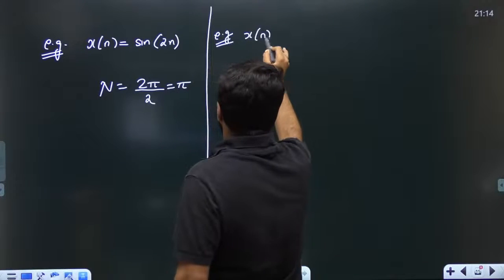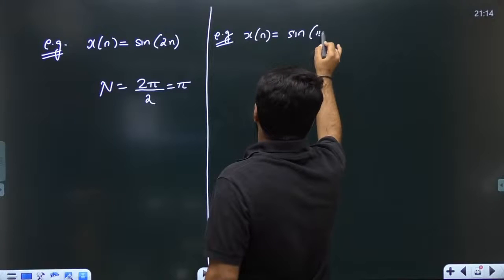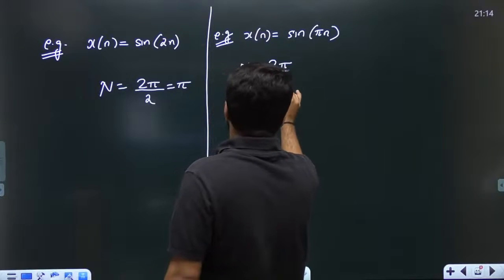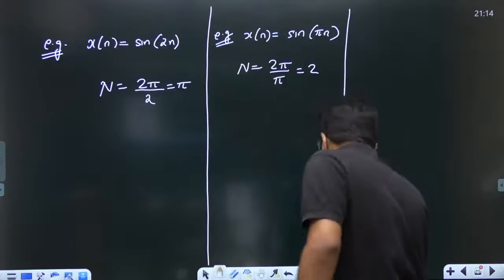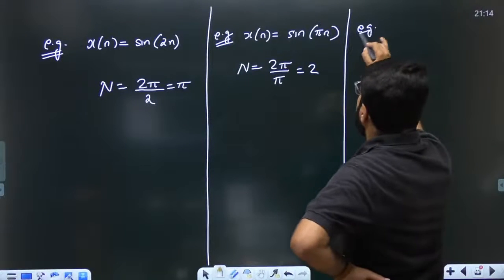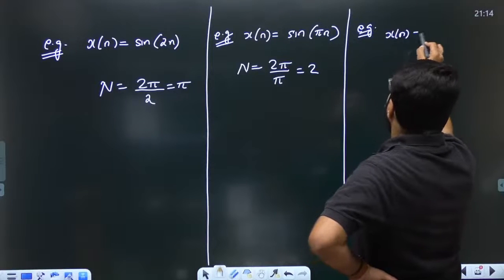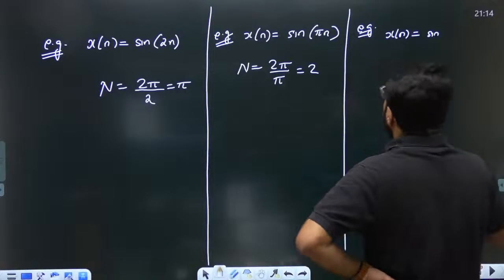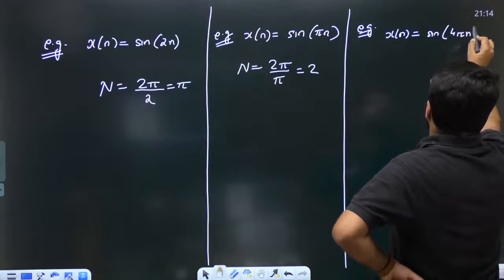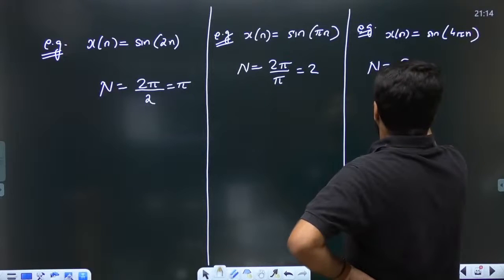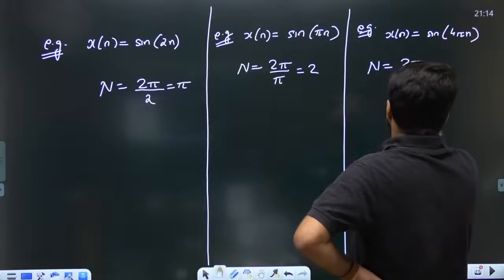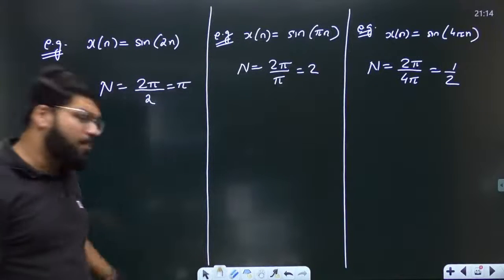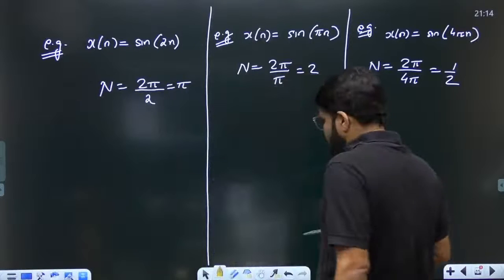Now, let me take another example where I take x of n equal to sin of pi n. Then you can see that its time period is 2 pi upon pi, which is equal to 2. And let me take another example where I take x of n equal to sin of 4 pi n, and then you might find that the time period is 2 pi upon 4 pi, which turns out to be 1 by 2. Now understand the problem. This is only the calculation.